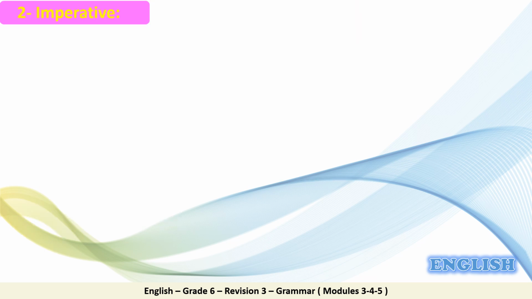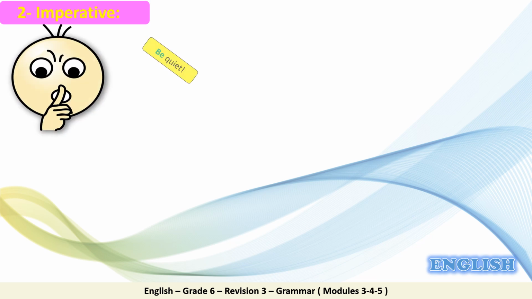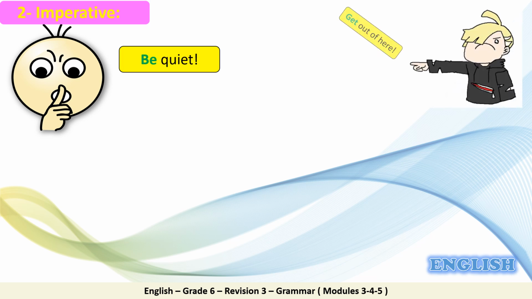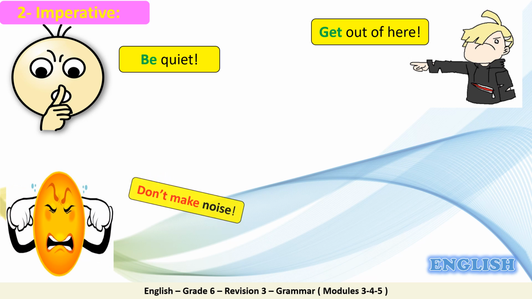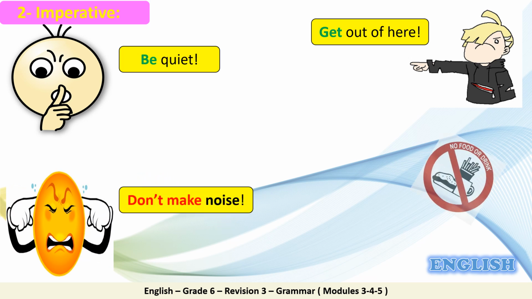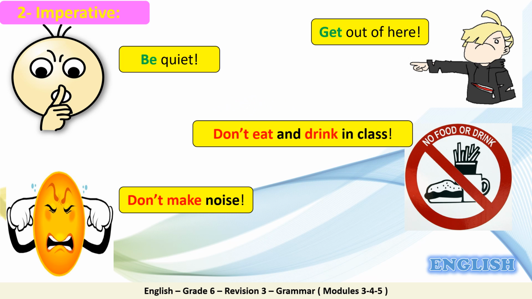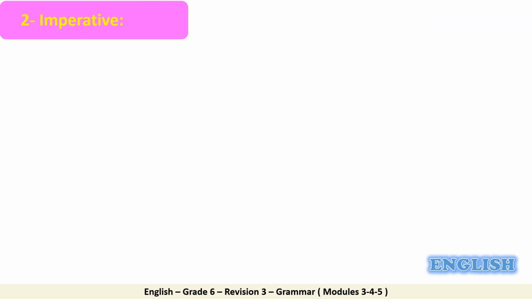Our second grammar point for today is the imperative. In picture number 1, be quiet. Picture number 2, get out of here. Picture 3, don't make noise. Picture 4, don't eat and drink in class. Let's have a look at our sentences. Be quiet. Get out of here.